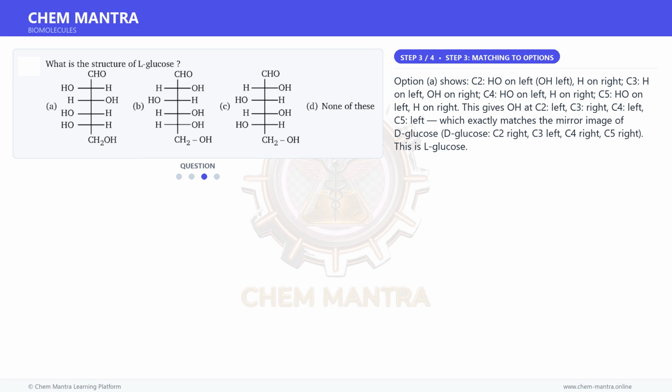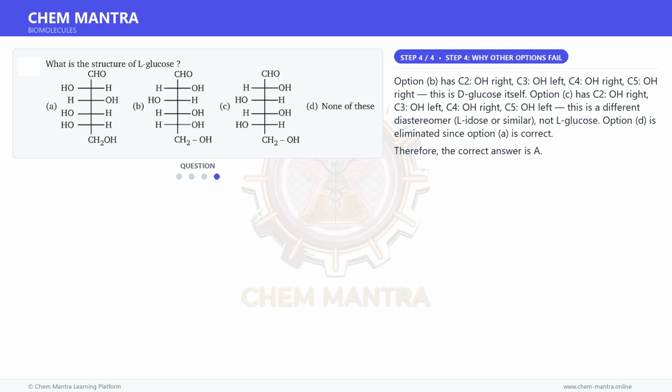This is L-glucose. And for the final step, option B has C2 OH on right, C3 on left, C4 on right, C5 on right. This is D-glucose itself. Option C has C2 OH on right, C3 on left, C4 on right, C5 on left. This is a different diastereomer, allose or similar, not L-glucose. Option D is eliminated since option A is correct.